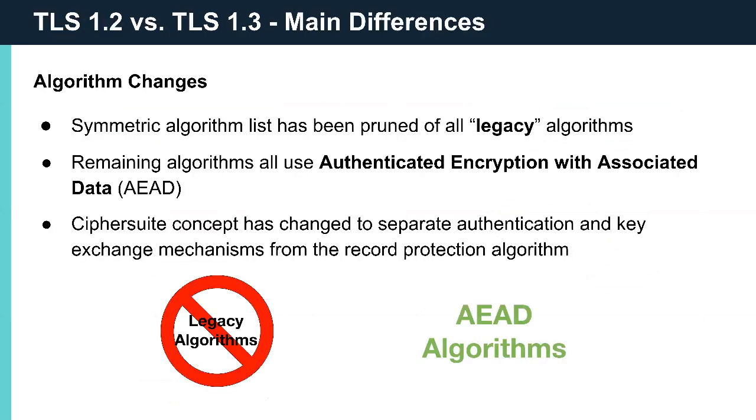So first of all, algorithm changes. The symmetric algorithm list has been pruned of all the legacy and insecure algorithms. We saw before lunch the list of some of those that had been taken out. The remaining algorithms all use authenticated encryption with associated data, or AEAD mode. And the cipher suite concept has changed to separate the authentication and key mechanisms from the record protection algorithm. So you'll also see how some of the cipher suite notation has changed in that architectural difference.